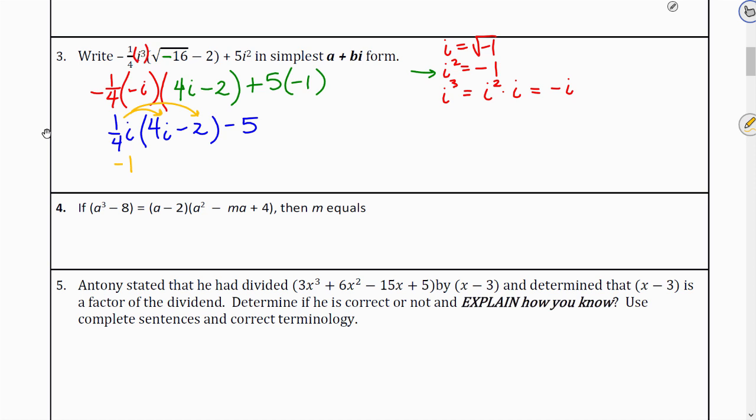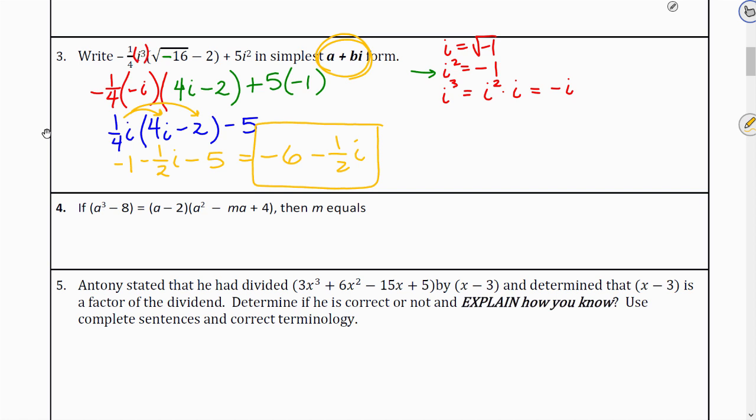Now, 1/4 i times negative 2. Now, 1/4 times negative 2 is negative 2/4 or 1/2, and the i is there, minus 5. Okay, now combine like terms to be in this form, the a plus bi form. Negative 1 minus 5 is negative 6, and then my minus 1/2 i. That's what it is. Okay, so again, just kind of simplifying very slowly, being very careful about i.